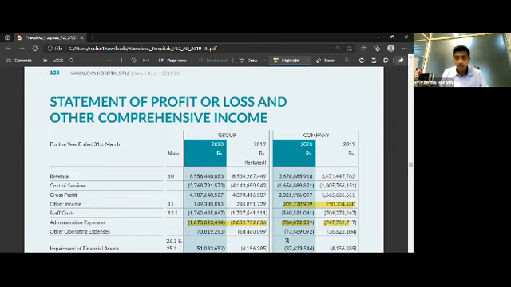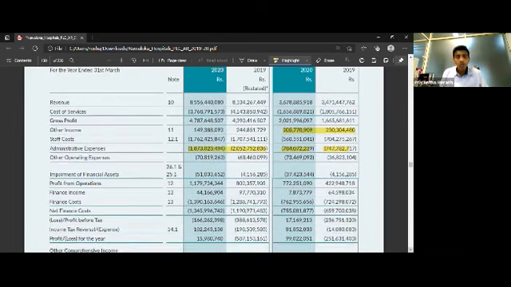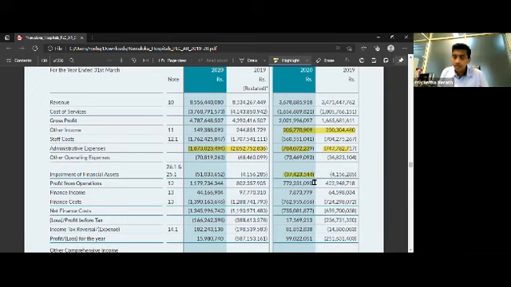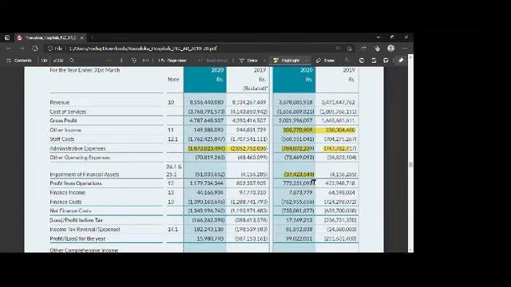And then other operating expenses also there, 36 million and 76 million. And so then what's the next item? Impairment of financial assets, right? And what is this? Impairment of financial assets. Can somebody tell me examples of financial assets? Treasury bonds. Treasury bonds, yes.